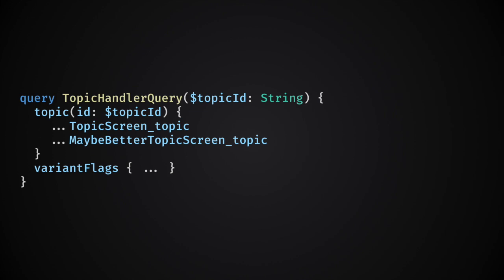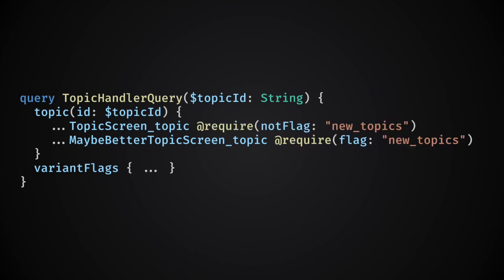Our topic handler's query could look like this, where the handler just fetches the data for both possible topic screen components and gets our flags all in the same query. And then it decides what to do when the data comes back from the query. But let's suppose that the data for each screen is different enough and expensive enough that we don't want to include an unnecessary fragment. There's another approach based in GraphQL directives.